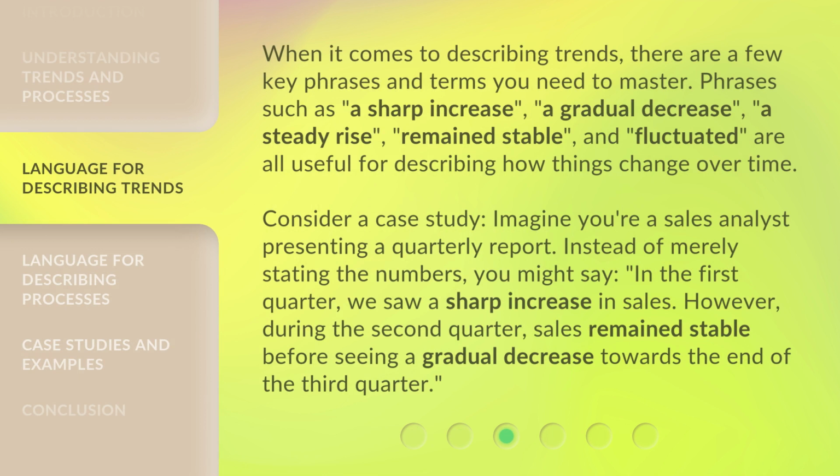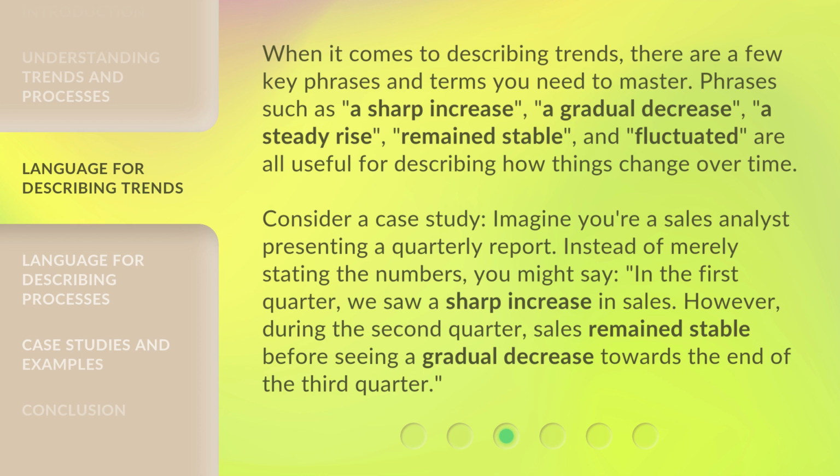When it comes to describing trends, there are a few key phrases and terms you need to master. Phrases such as a sharp increase, a gradual decrease, a steady rise, remained stable, and fluctuated are all useful for describing how things change over time.